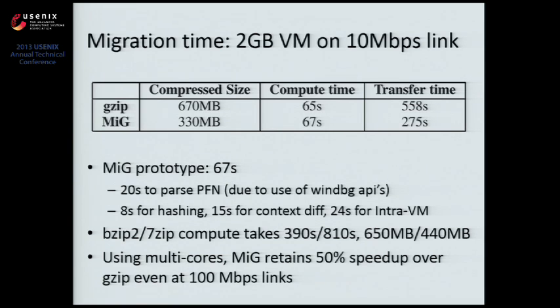Our prototype is, again, just a prototype. We can do more optimization to speed it up. It takes about 67 seconds because we use WinDebug APIs to do the parsing of the page semantics. We think we can do better and optimize it further. Just as a point of comparison, other compression tools like 7-zip or bzip2 do reduce better than gzip, but they are much slower. And finally, we can split this into multiple cores and speed it up that way to get at least a 100 Mbps link. We can retain the 50% advantage.